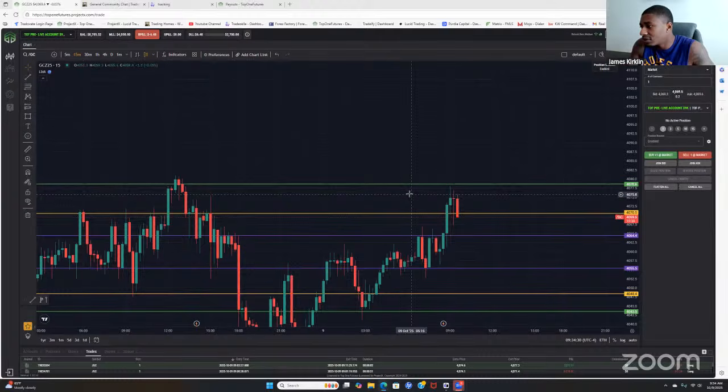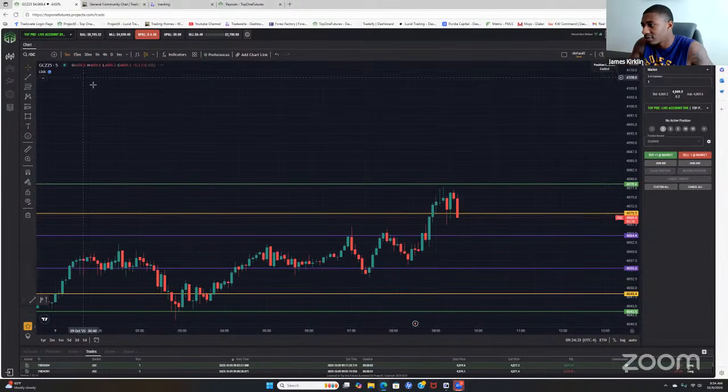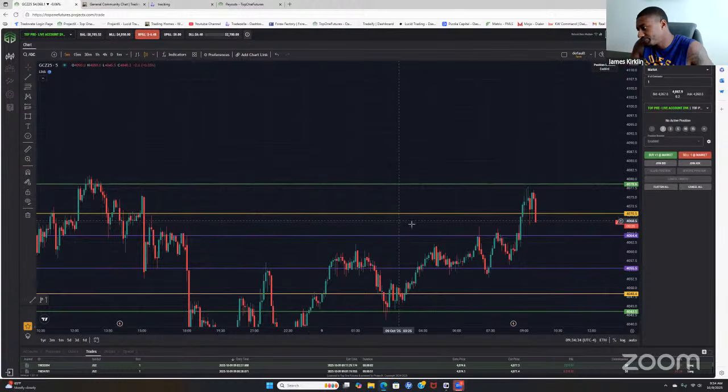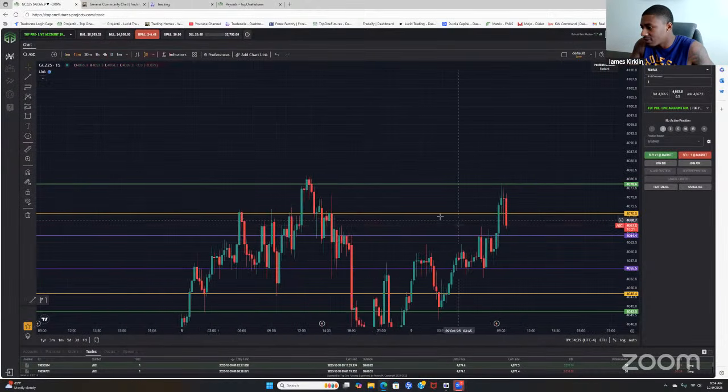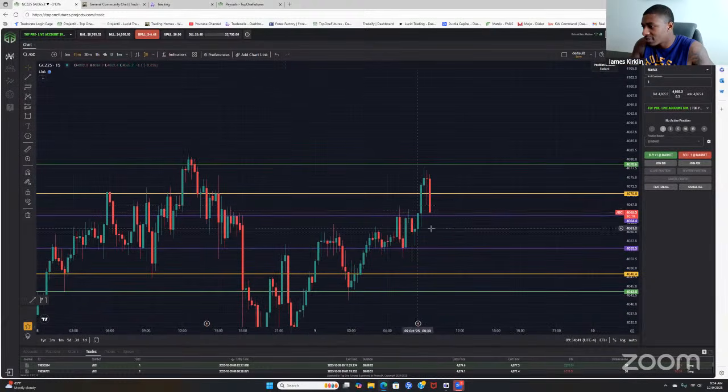What I will be waiting on, though, to even do that is likely... Oh, there you go. Likely a 15-minute closure below at least. I'd want to see, or it can close back in here. That's also not bad either. Closure under here, same way it closed under there. Come down. Down. So either under here or under here. I would like both ideas, but I'll see when I get there.